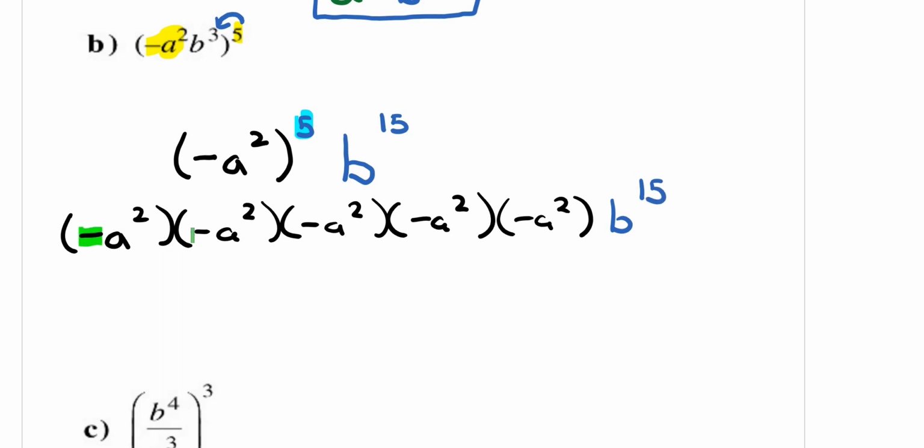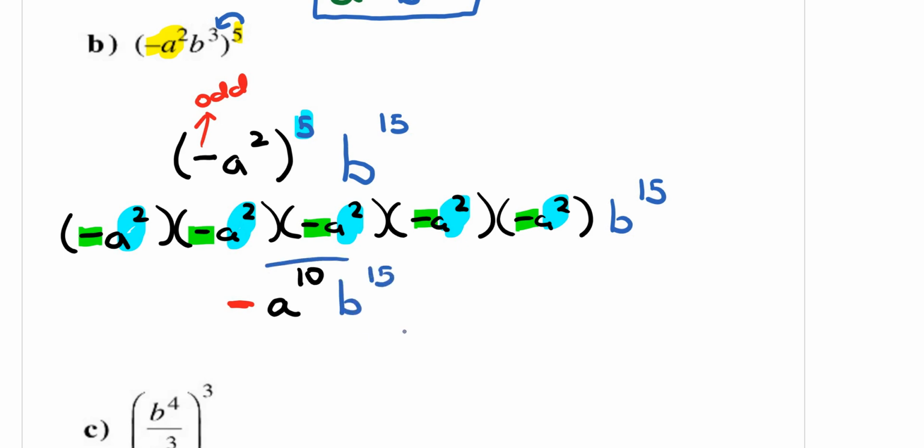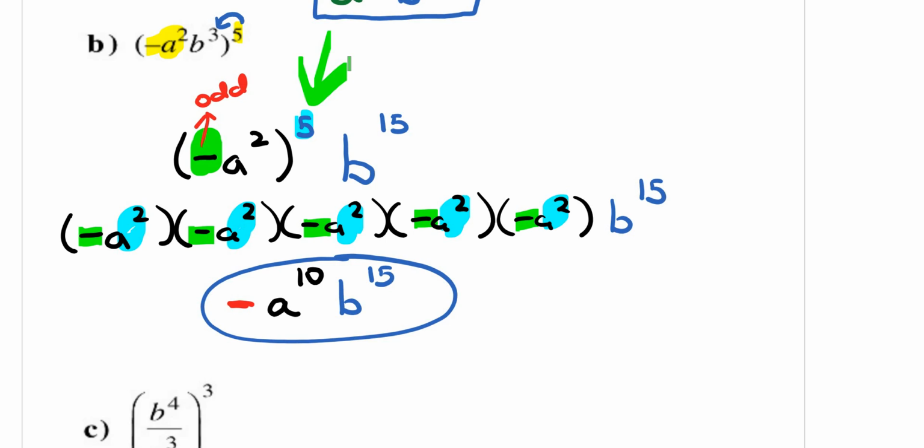Hopefully you can see that now we have an odd number of negative signs, because there's 5 negative signs. So the final answer will be negative. And then we multiply a squared with a squared with a squared with a squared with a squared. So that's going to be a to the power of 10, right? And then I have the b to the 15 that's tagging along. So you want to be very careful with 5a and 5b. You want to make sure you understand the concepts there when you have this negative sign inside the brackets. You've got to be very careful depending on what that outside power is.